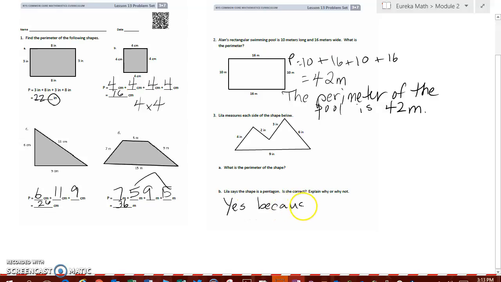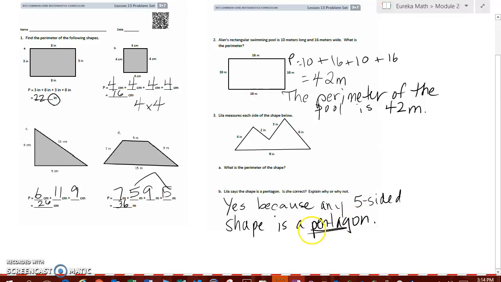Because, well, any 5-sided shape is a pentagon. This prefix, penta, means 5. Okay? Some of you might run track when you get older. If you do the pentathlon, that means you're doing 5 separate events, a running, a throwing, and 3 more various track events. All right, let's go back to letter A.